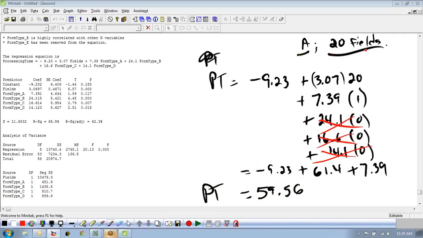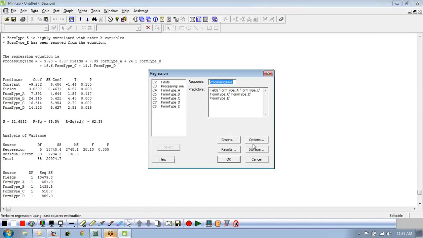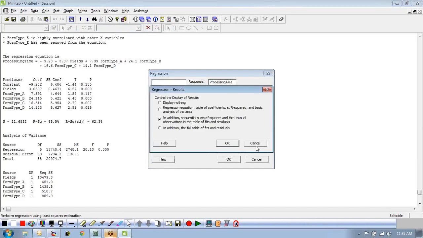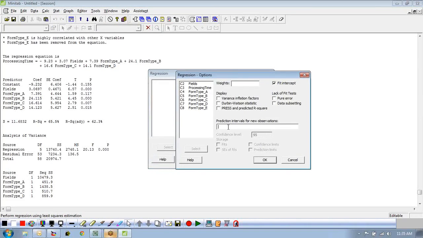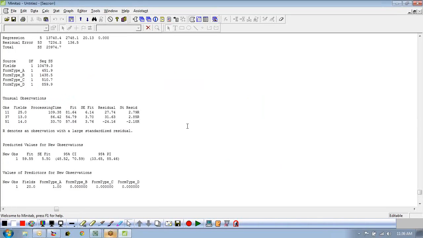When I plug in form type A and 20 fields, I get that. So the model spits out the right thing. Now, it is complex if we want to use the prediction in Minitab. We have to remember the order that it all went in. So that would be Stat, Regression, Regression. I believe it's in Options. Yeah, there it is. Prediction intervals for the following. I want 20 forms, and I want 1, and then 0, 0, 0. Am I missing one? Let's see, 20, A, B, C, D. I'm going to put the last one in, even though it's, there we go.